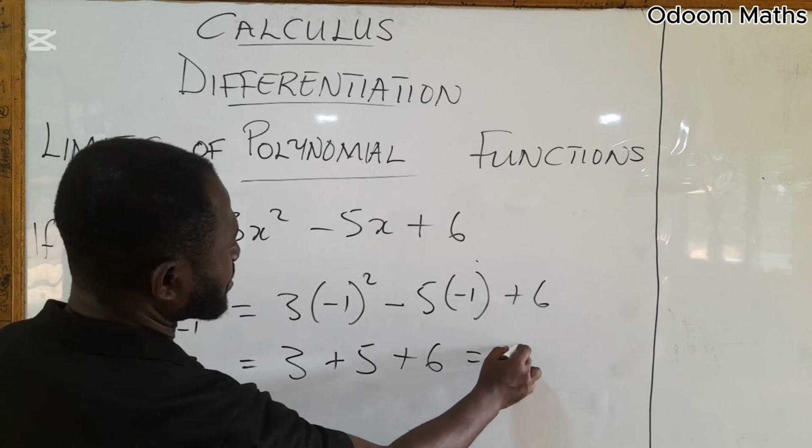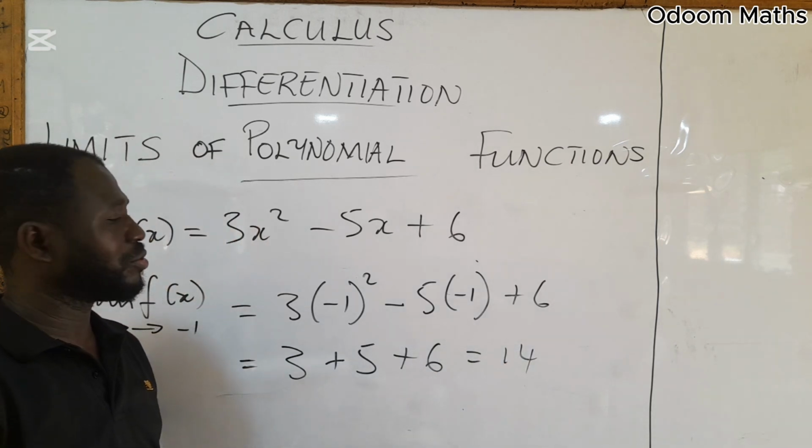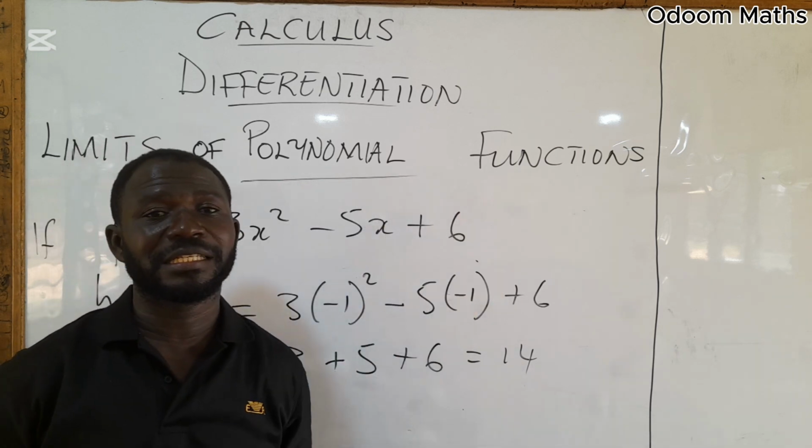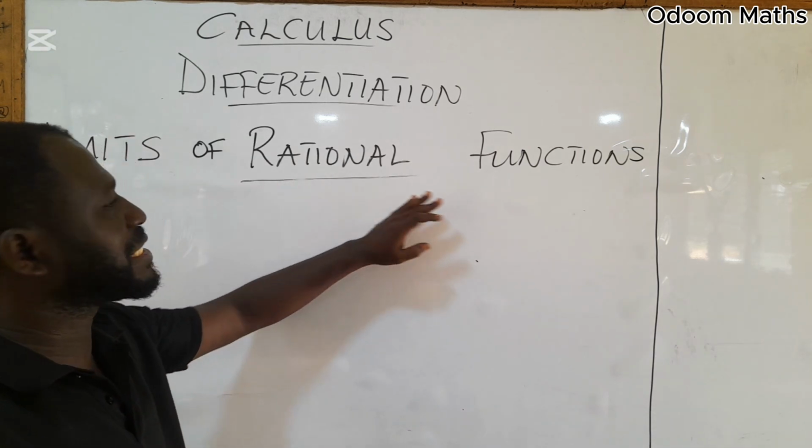So that is going to be 14. Okay, so let's go to the next limits. Okay, so now let's look at limits of rational functions.